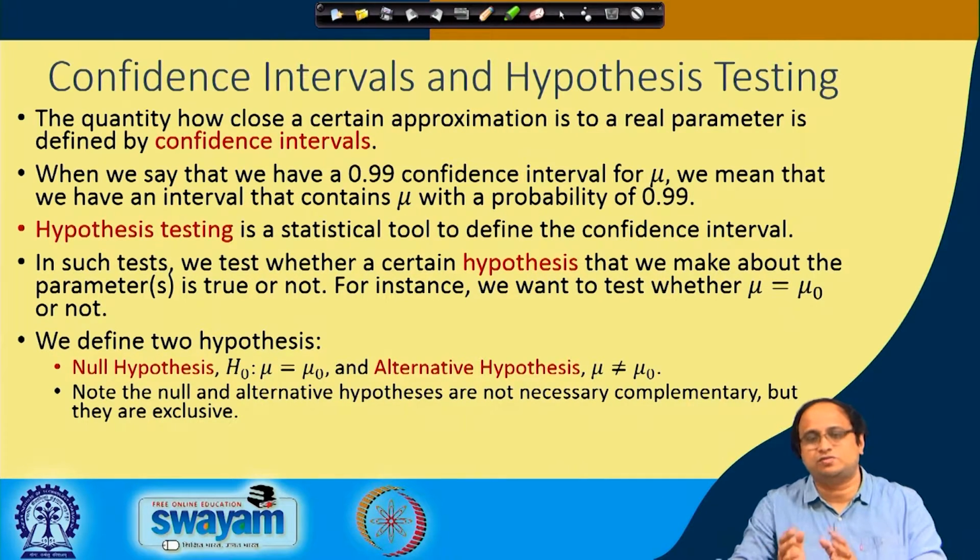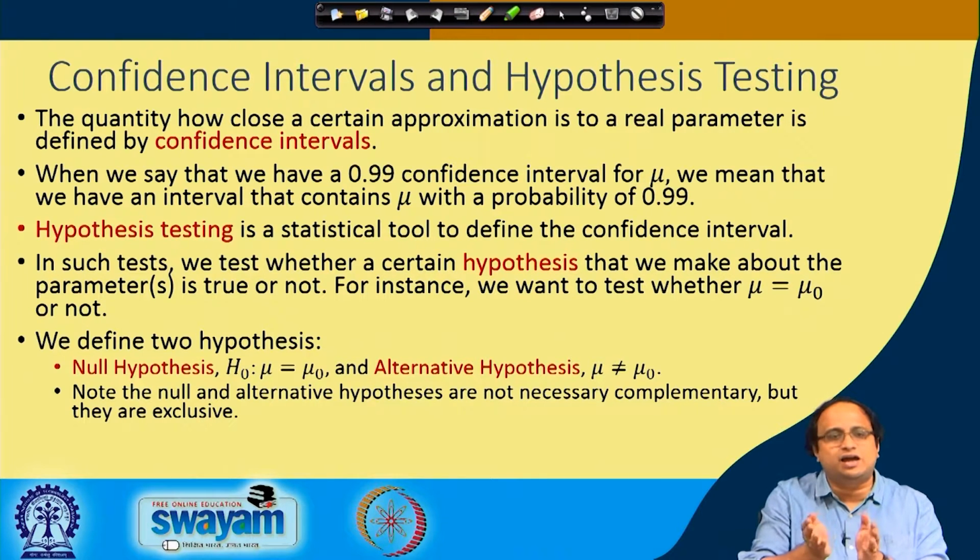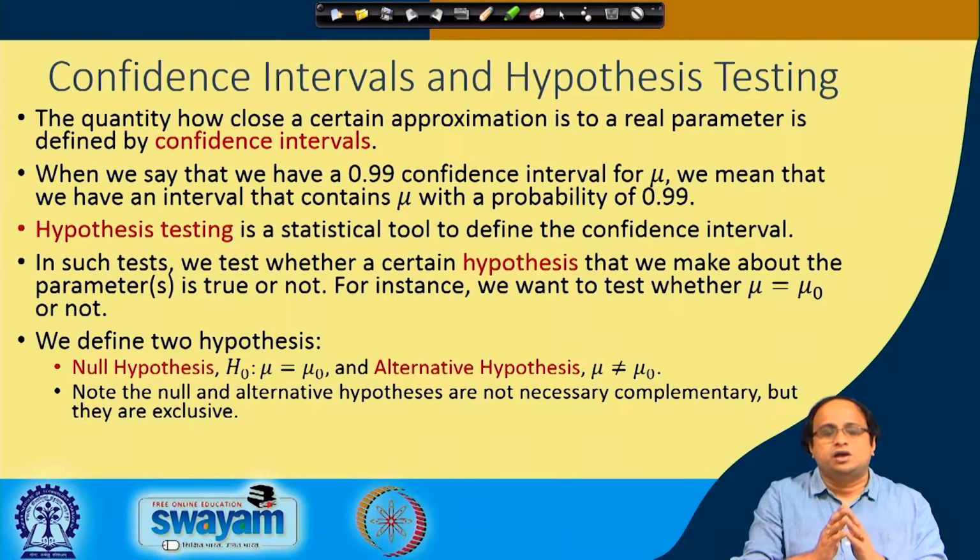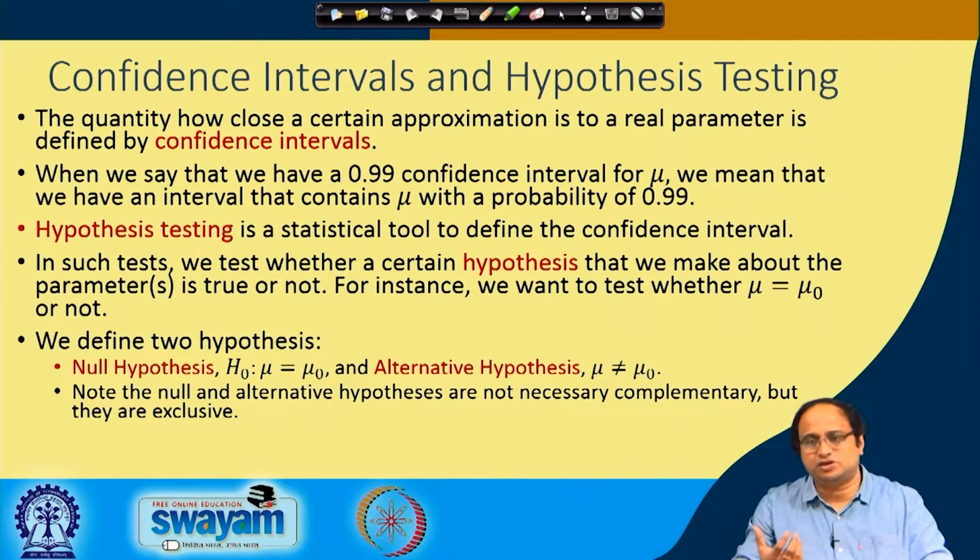That means we are saying that there is an interval which engulfs mu with a high probability. And hypothesis testing is a statistical tool to define this confidence interval. So, in such tests, what we do is as follows. We make a hypothesis. A hypothesis would essentially be a claim about the parameter or parameters.